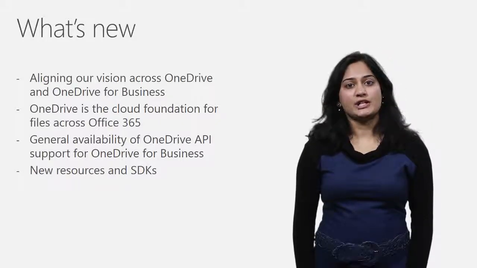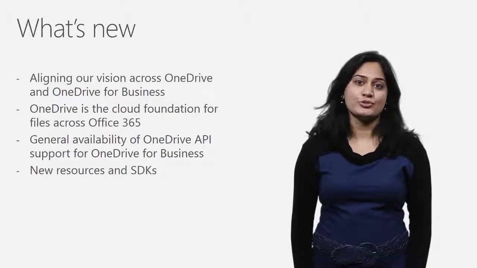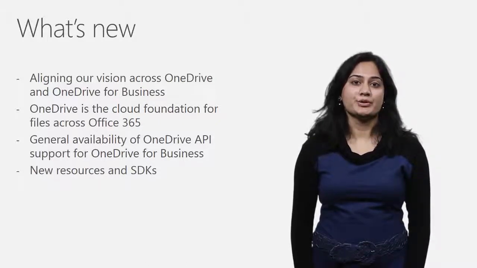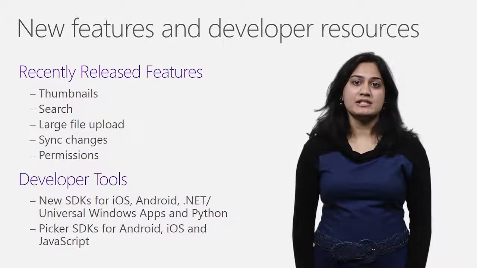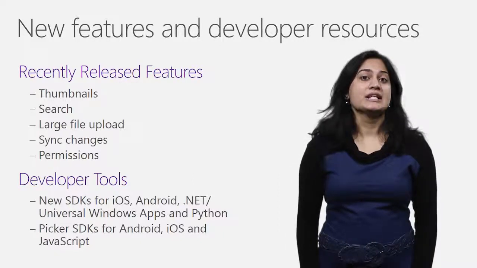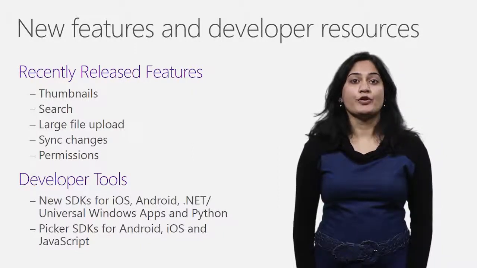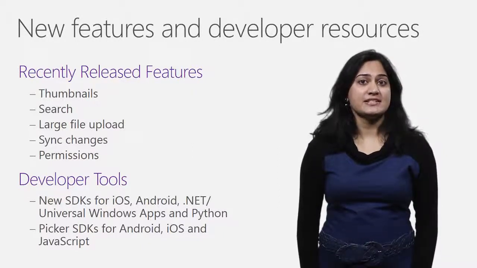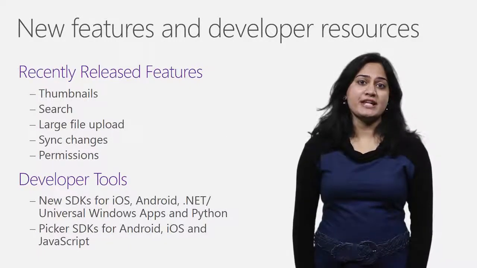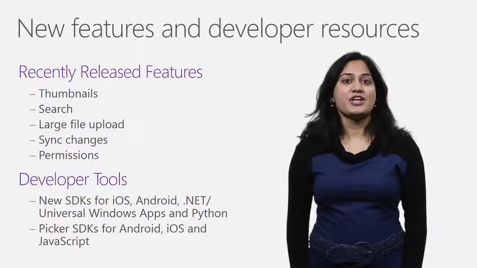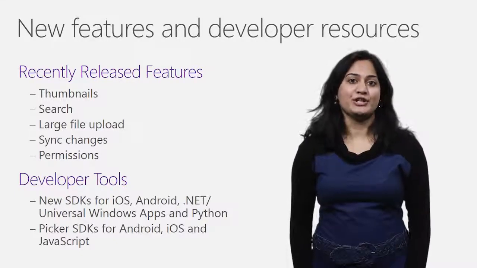In addition to the general availability of OneDrive APIs, we also have a set of new features, resources, and tools that are now available to our developer community. Some of the newly released features include support for thumbnails, search, large file upload, sync changes, and permissions. We have also released new SDKs for iOS, Android, .NET, and Universal Windows apps, and Python. In addition, you can use Picker SDKs for Android, iOS, and JavaScript to enable your app to open and save files on OneDrive with hardly any code.